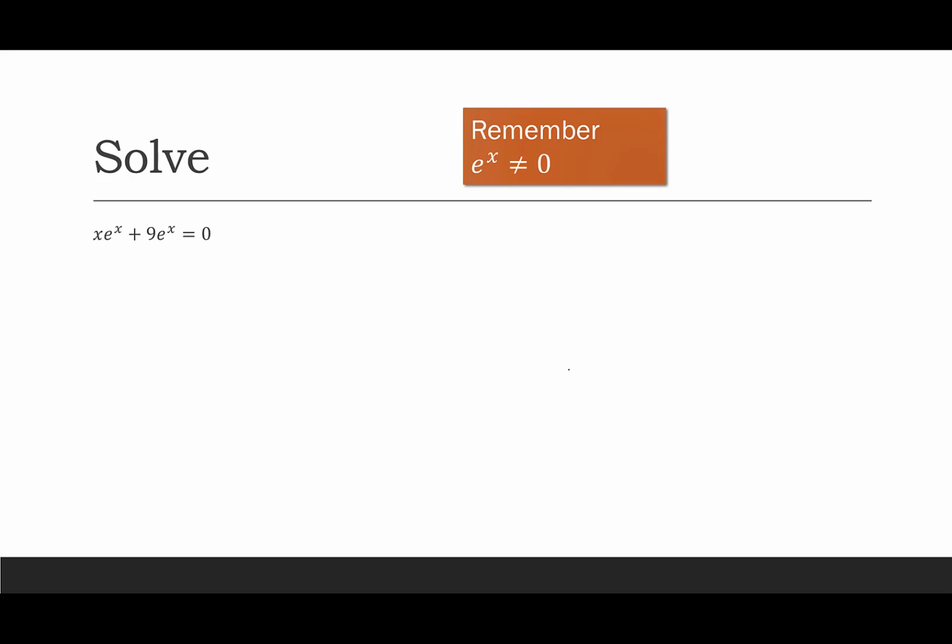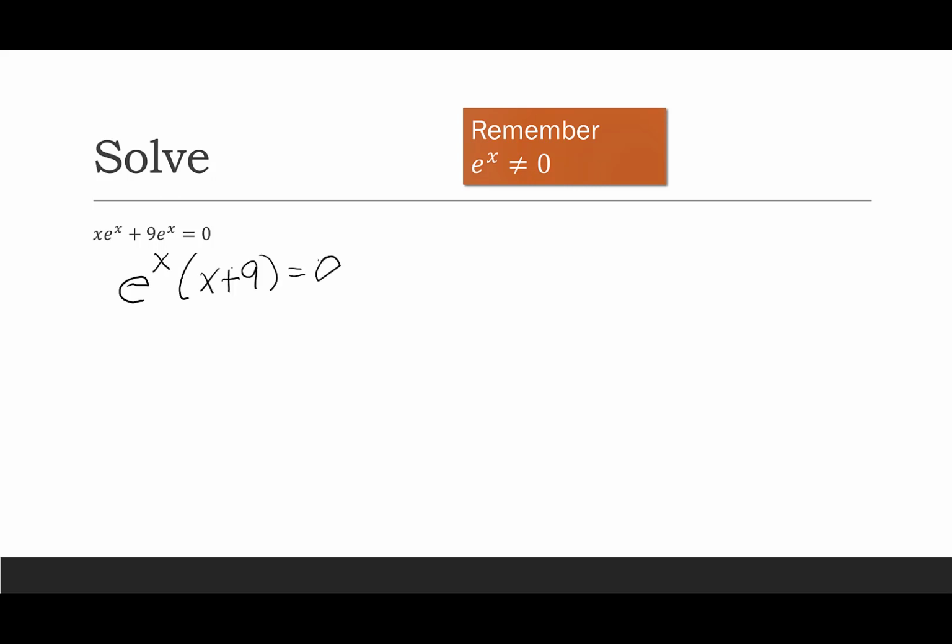Now let's try x e to the x plus 9 e to the x is 0. So this time I don't have just two things, and I can't make them exactly equal because I have this coefficient of x and the coefficient of 9. So instead what I want to look at is, well, what do these two things have in common? And hopefully it just screams at you that it's e to the x. So let's take that e to the x out. When I take the e to the x out, I have left x plus 9.